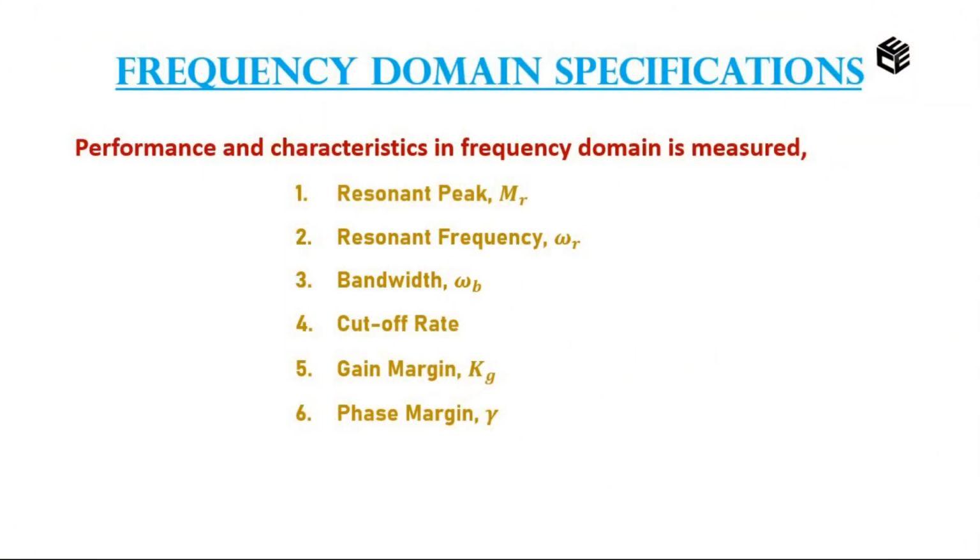First is frequency domain specifications. For a system, the performance and the characteristics in the frequency domain are measured with the help of certain parameters, which are called frequency domain specifications. The frequency domain specifications are resonant peak, represented as MR, resonant frequency, represented as omega R, bandwidth, represented as omega B, cutoff rate, gain margin Kg, and phase margin gamma. So let's see all these specifications in detail.